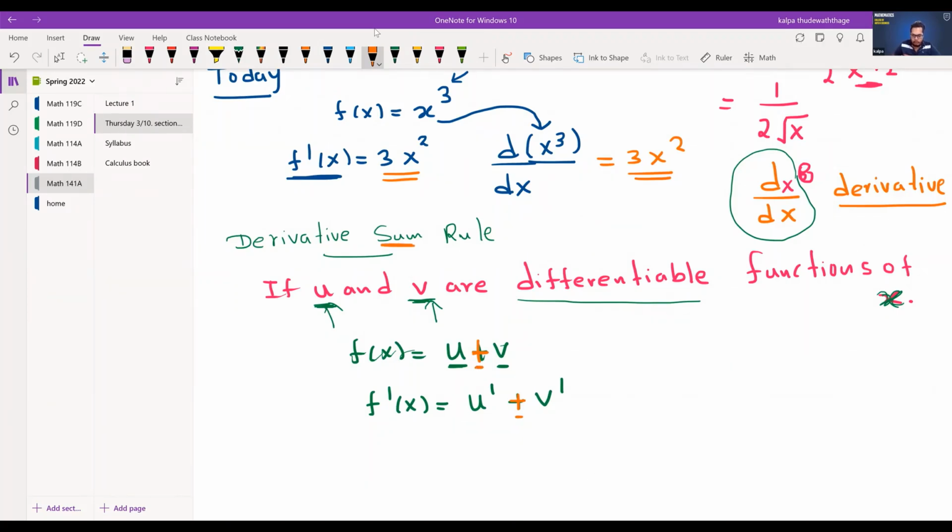Okay, so for an example, not a difficult thing. Let's say your function is not just x to the power 2, but another x to the power 3 also added. Then it's very natural. You take the derivative of this, which is 2x, and the derivative of this, which is 3x to the power 2. So you take the derivative of both functions separately.